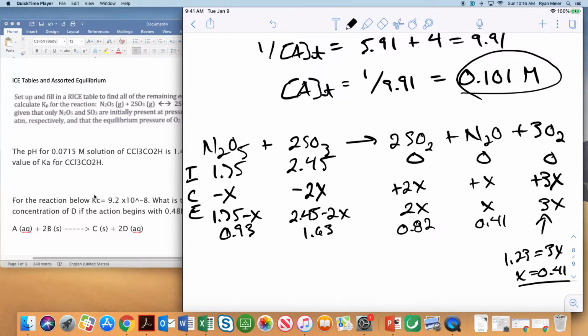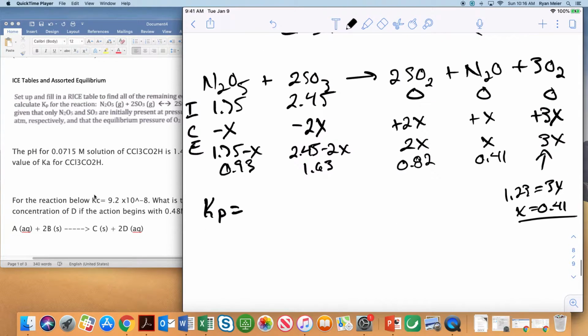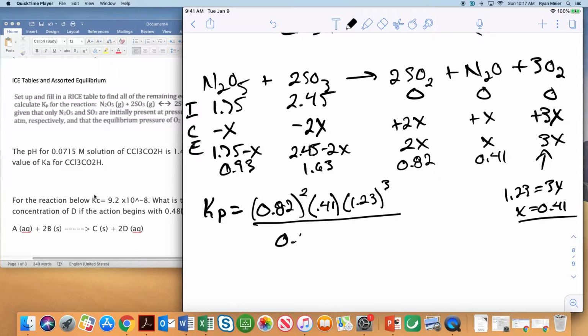So I have all of these equilibrium pressures now, and now if I want to find my equilibrium constant Kp, right, it's products over reactants, but coefficients matter, right? So I have to pay attention to that. So for the SO2, I'll have 0.82 squared. For the N2O, I'll have just the 0.41, and for the O2, I'm going to have 1.23 cubed. All divided by then my reactants, so N2O5, 0.93 to the first power times 1.63 for the SO3, and then that's going to be squared.